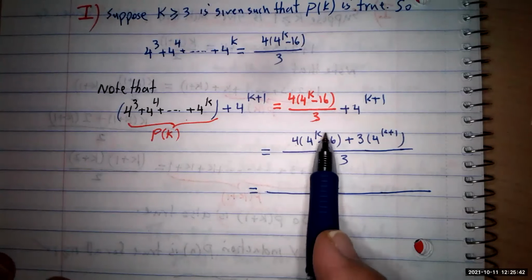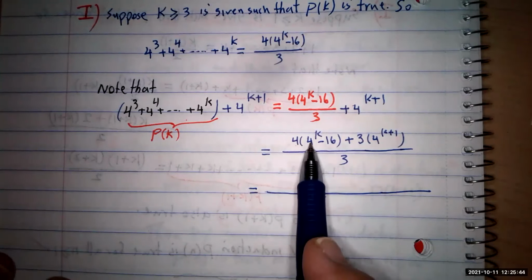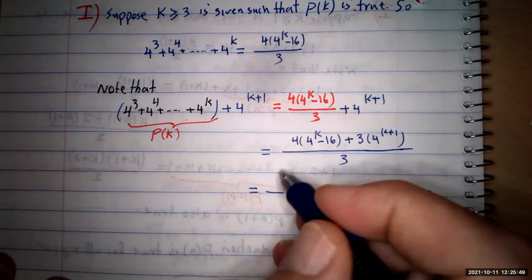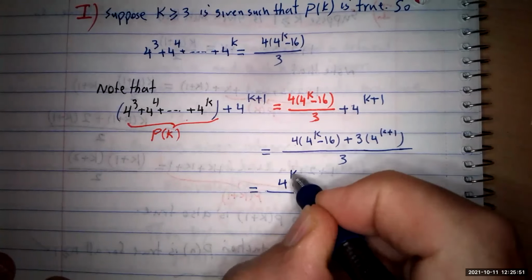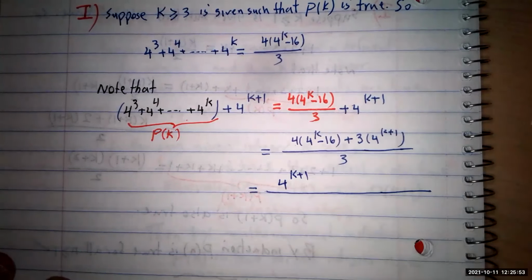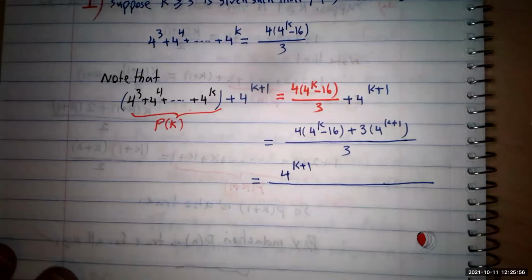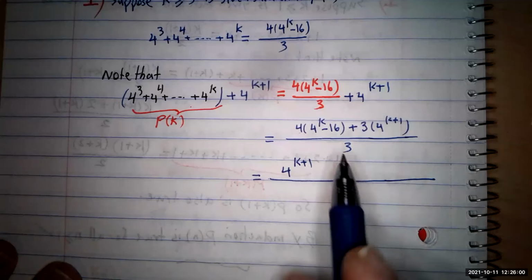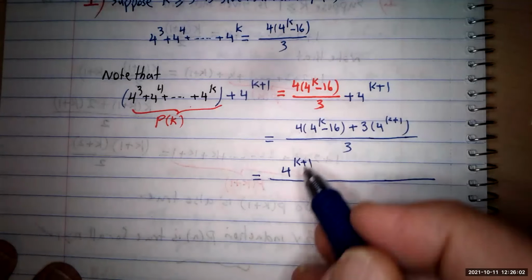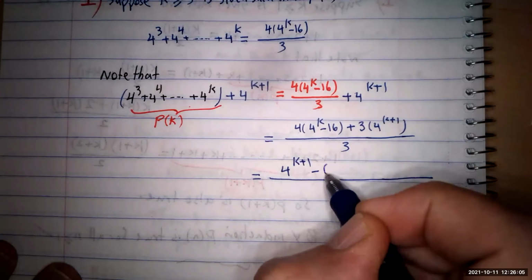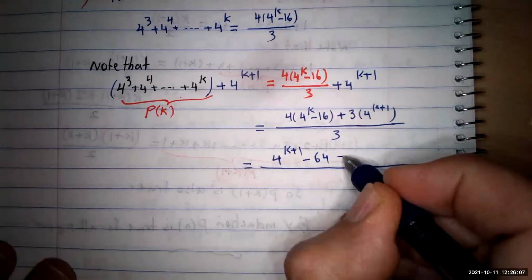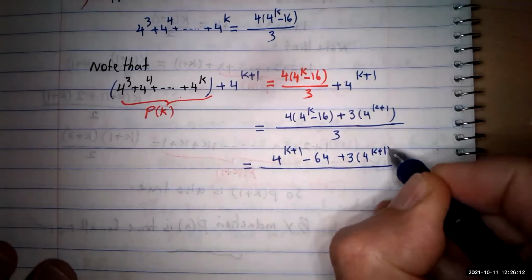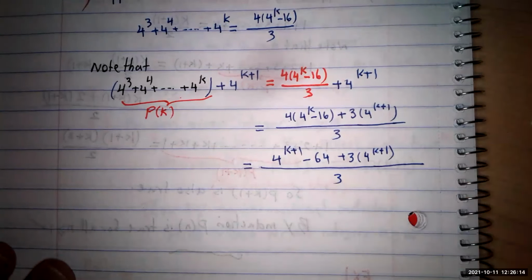4 times 4 to the k here is going to be 4 to the, we add the powers, this is k, this is 1. So that gives you 4 to the k plus 1. When we multiply together, you get the same base, so you add the powers. Then minus 4 times 16 would be 64. And this one over here is just 3 times 4 to the k plus 1 over 3. Any question?